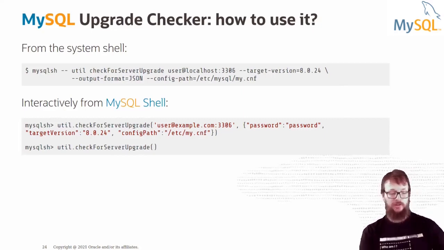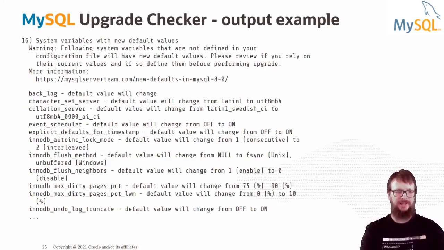So for the output, you will have all the tests. If you don't use JSON output, this is what you will have. So some readable text output, and it will give you some information, some warnings or some errors. And here you can see it says, oh, you have some variables that are not defined in your configuration file, but the default has changed between versions. So take a look at that, right?